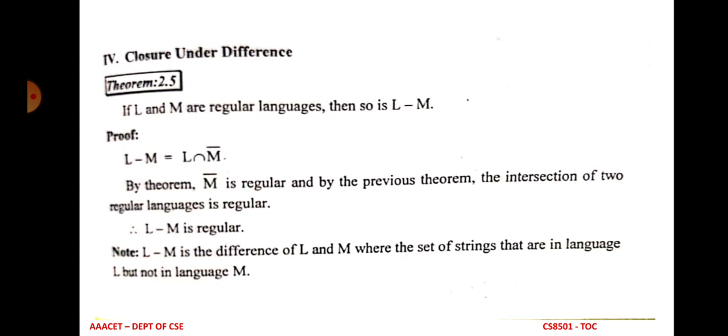So M dash is regular, and by the previous theorem, the intersection of two regular languages is also regular. So L intersection M dash is also regular. L intersection M dash is regular in the sense that L difference M is also regular. So the theorem is proved for the difference operation. This theorem is proved by using the previous theorems, that is the complementation and intersection theorems. We can easily prove the theorem for the difference of two regular languages.